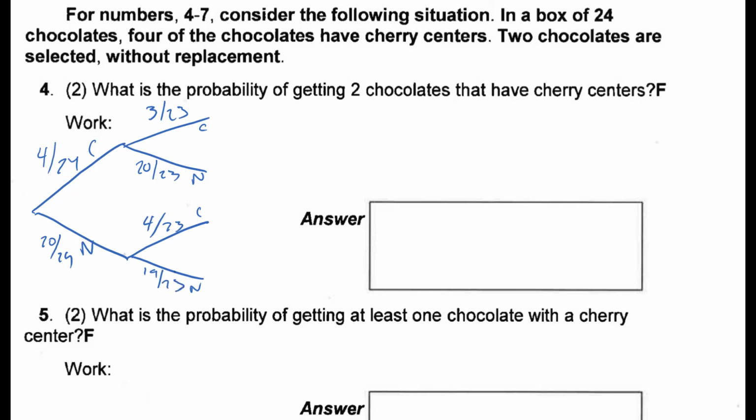Okay, so this tree diagram is probably going to get everything that I need. Overall, this just might be useful. This is 2 cherries, this is 1 cherry, and this is 0 cherries.